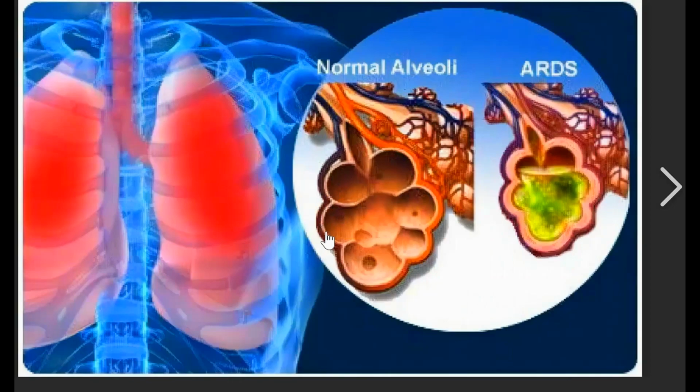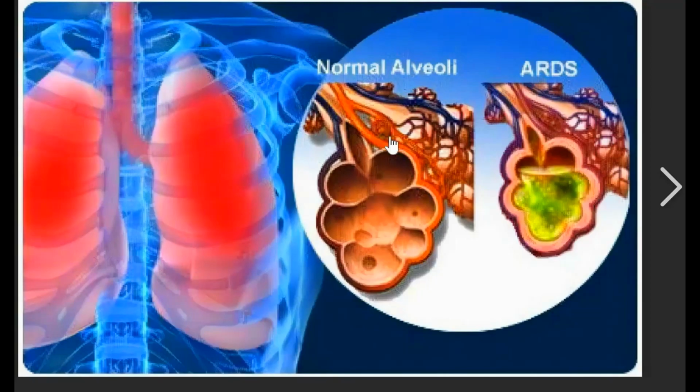You can see a normal, healthy alveolus or alveolar sac surrounded by the capillary membrane, whereas in ARDS, you can see damage to the capillary membrane. As a result, fluid accumulates in the alveoli.